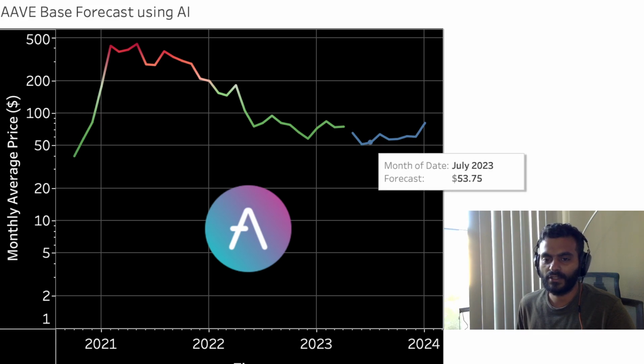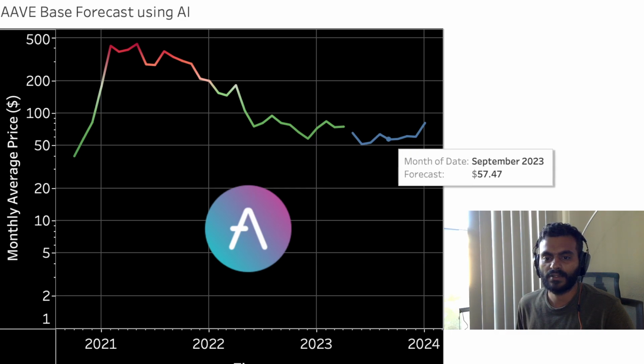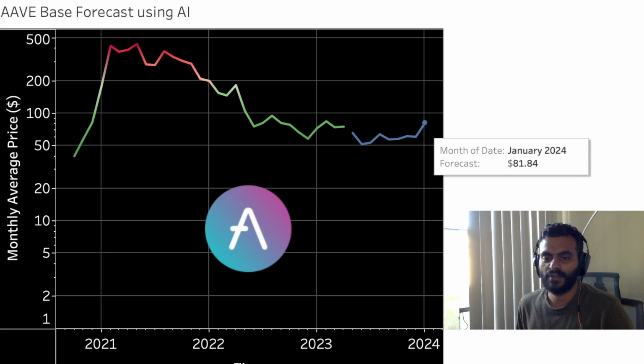In July 53 US dollars. In August 64 US dollars. In September 57 US dollars. In October 58 US dollars. In November 61 US dollars. In December 60 US dollars. And in January 81 US dollars.